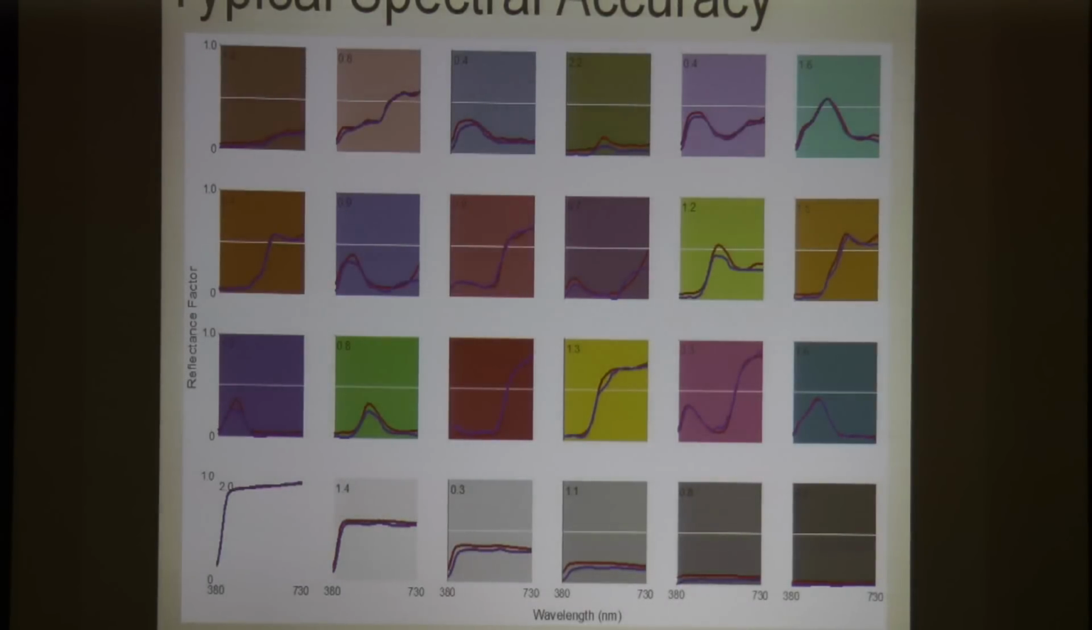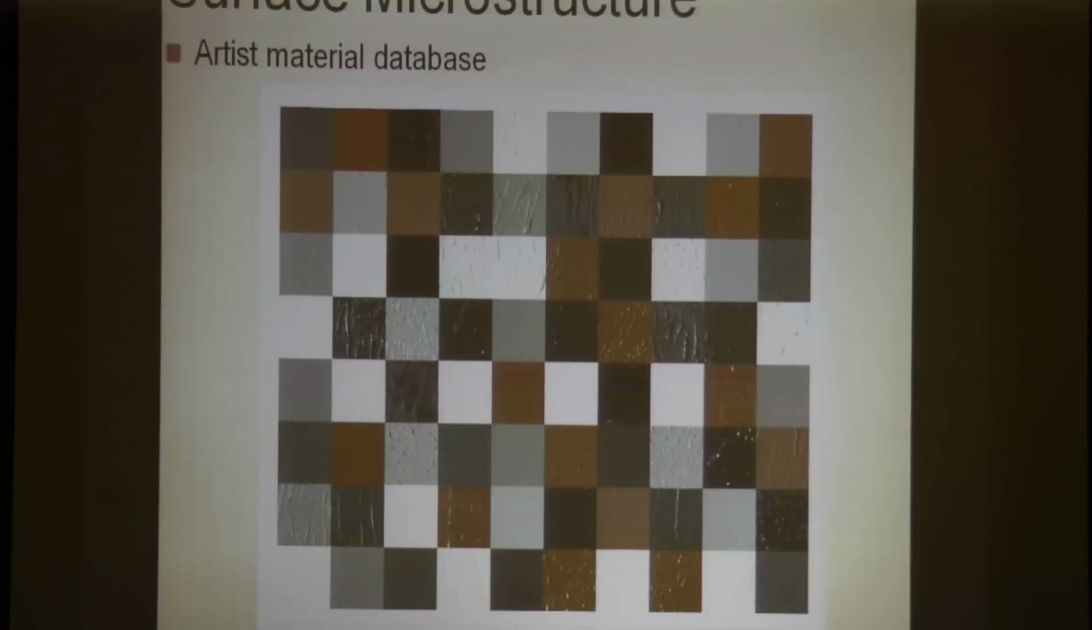And this is the kind of spectral accuracy that's typical of this system. So again, it's not perfect, but it's not bad considering that it's way undersampled spectrally. The surface microstructure is coming from an artist material database.